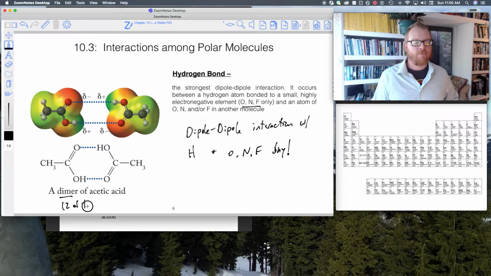two of them, right? That's all a dimer means. Two pairs, or one pair, I guess. A trimer would be 3. A tetramer would be 4.